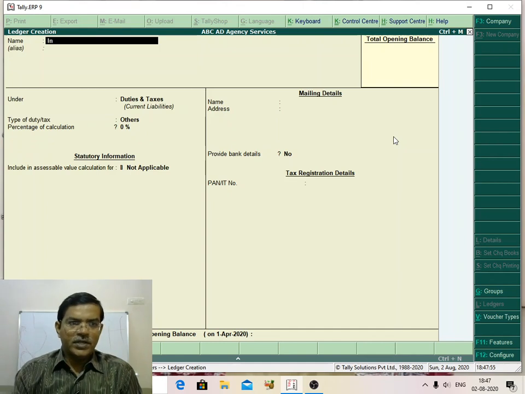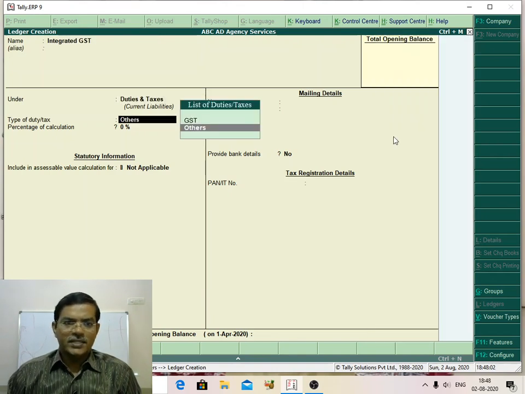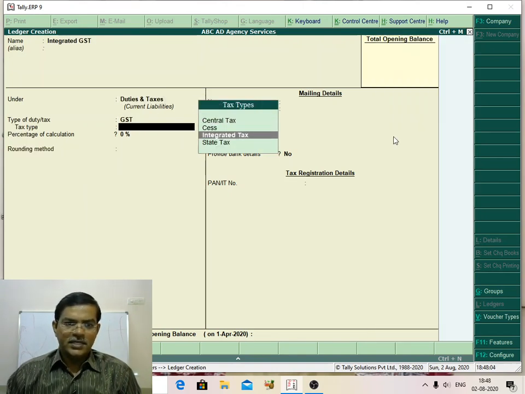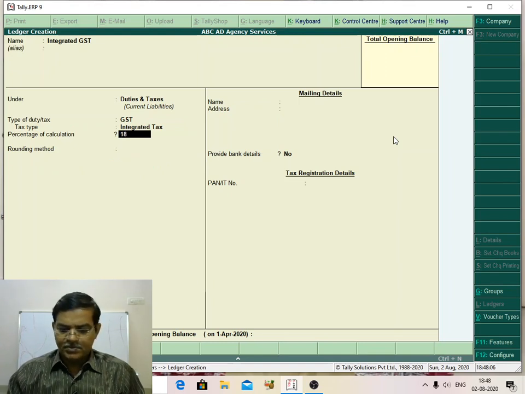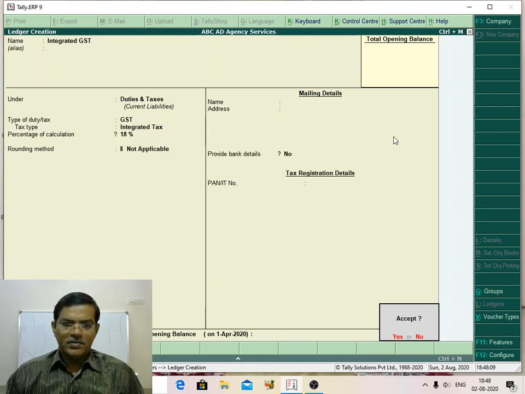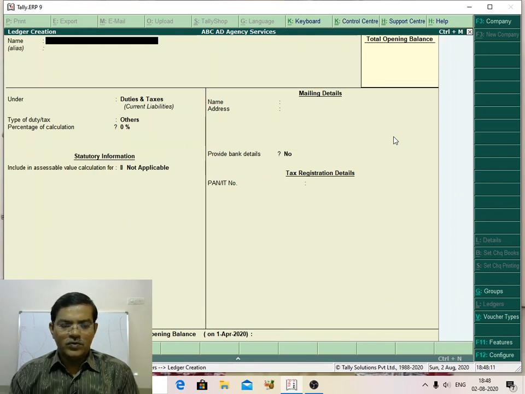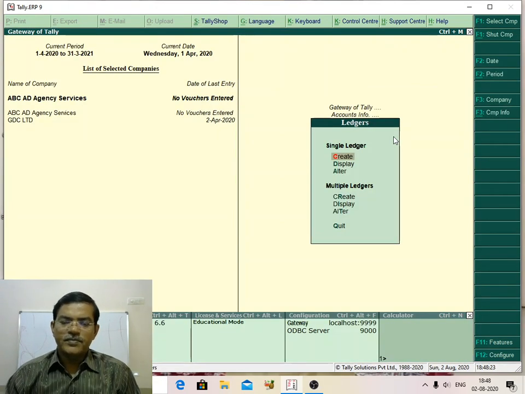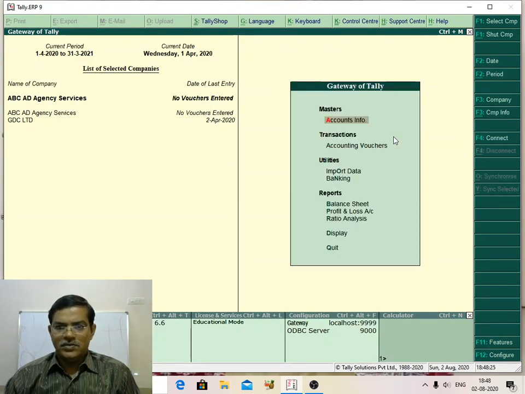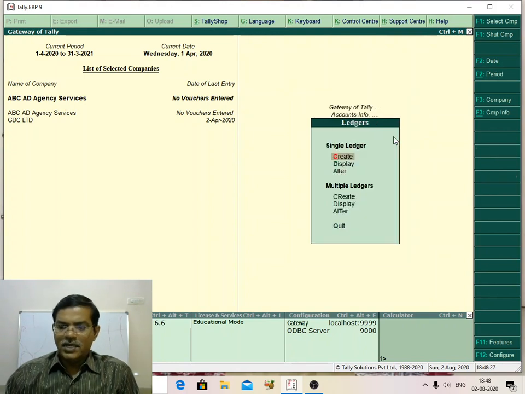Then I am going to create Integrated GST. It is also under duties and taxes, GST tax type, integrated tax, and here I am giving the percentage of 18%. Press okay. So I have created three ledger masters for tax purposes: State GST, Central GST, and Integrated GST. Next, I am going to create some ledgers.